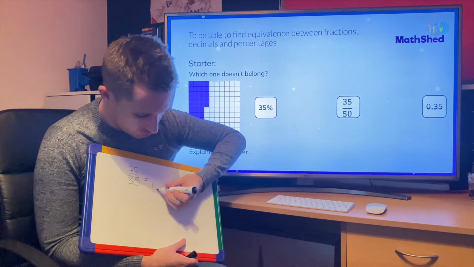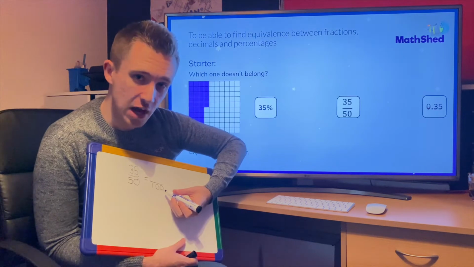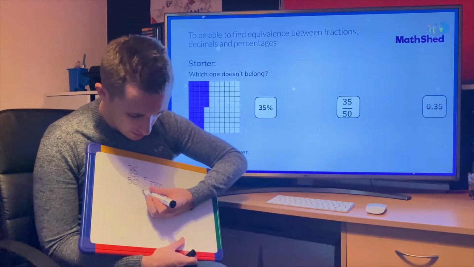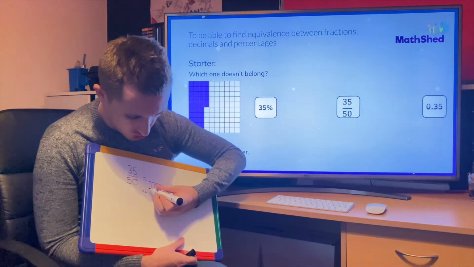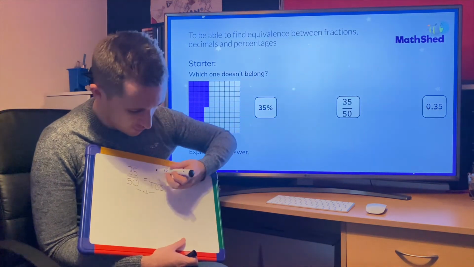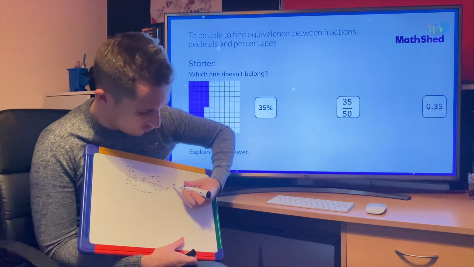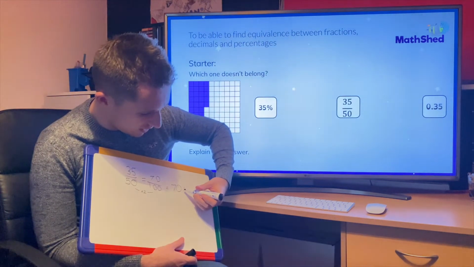So we take the 100, and we need to turn that 50 into that 100. We do that by timesing by 2. What we do to the bottom, we do to the top. 35 times 2 is 70. 70 over 100 would be 70%.